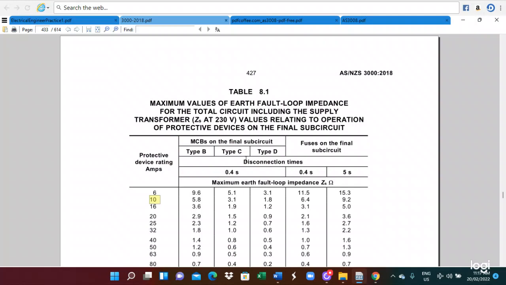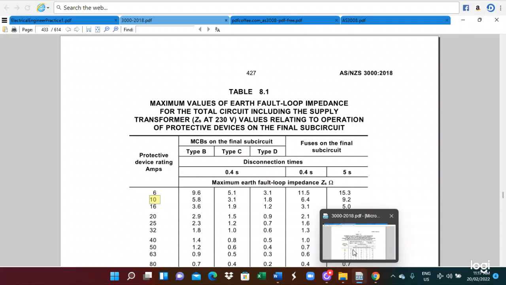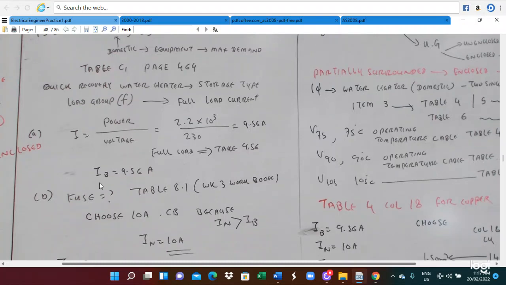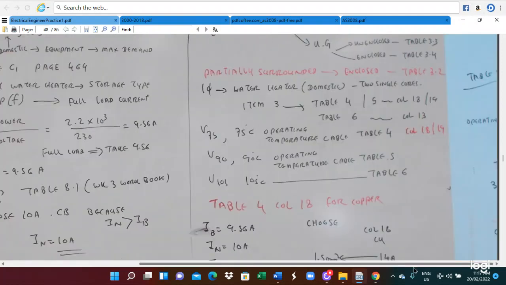10 ampere we calculated. Then we have to utilize a type C circuit breaker of 10 ampere. The circuit breaker rating is greater than the maximum demand current rating, so this is certified.